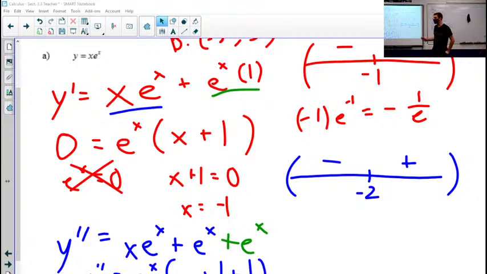So in this function, you could say that the nth derivative is x e to the x plus n e to the x. So the 45th derivative of this function is x e to the x plus 45 e to the x.